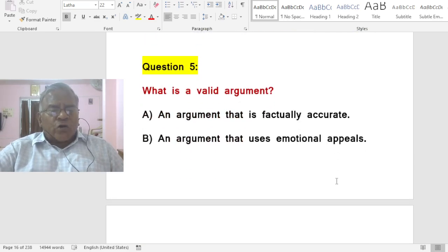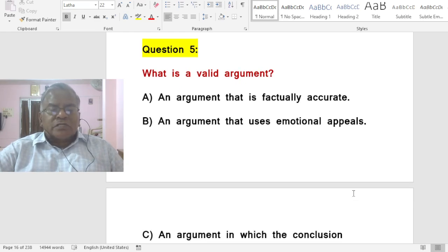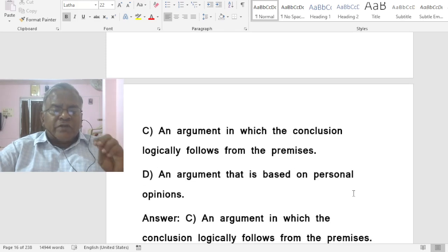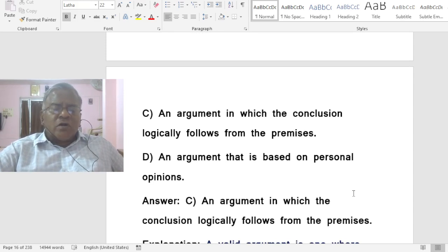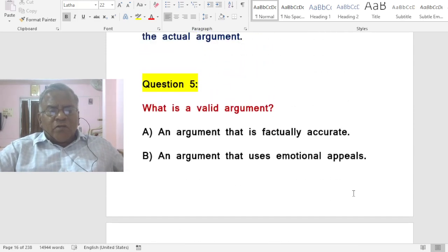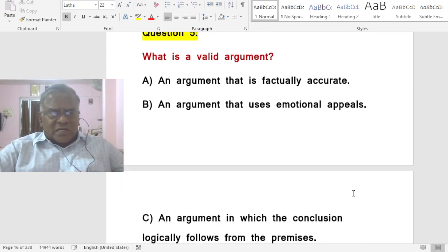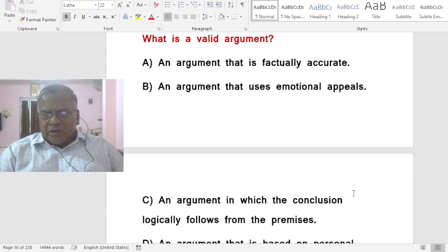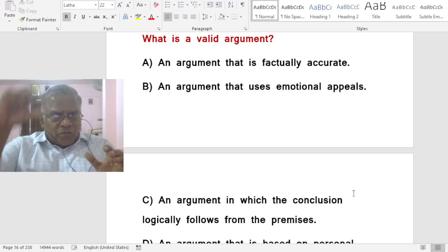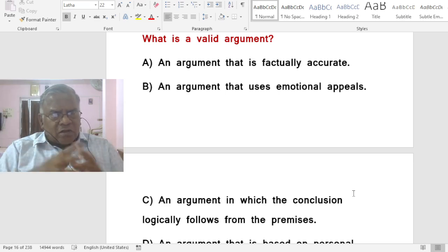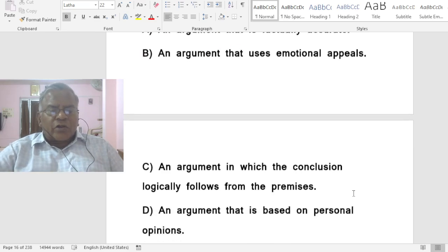What is a valid argument? A. An argument that is factually accurate. B. An argument that uses emotional appeals. C. An argument in which the conclusion logically follows from the premises. D. An argument that is based on personal opinions. What is that? A valid argument. So, the same example I am giving you, all men are mortal, Aristotle is a man, Aristotle is mortal, right? From the above two premises, the conclusion, Aristotle is mortal, comes. This is called a valid argument.